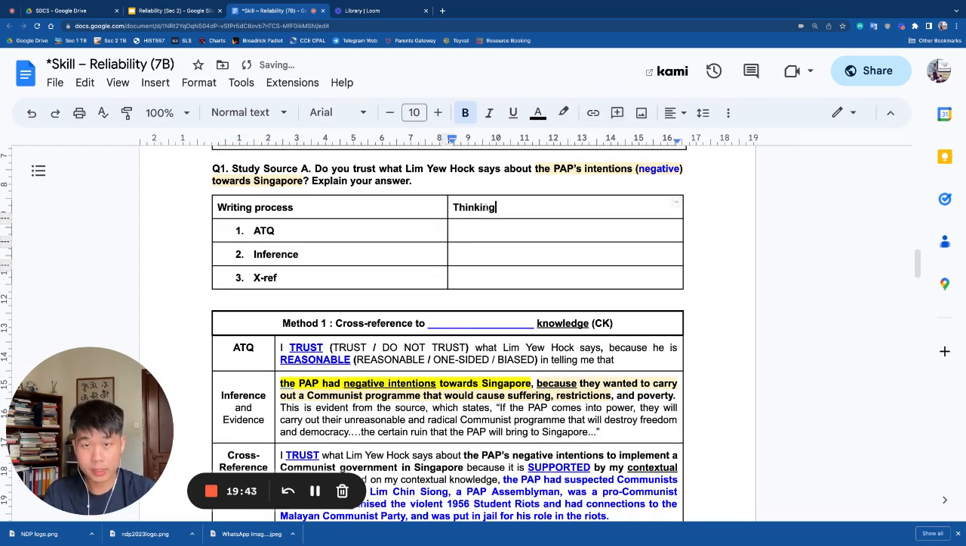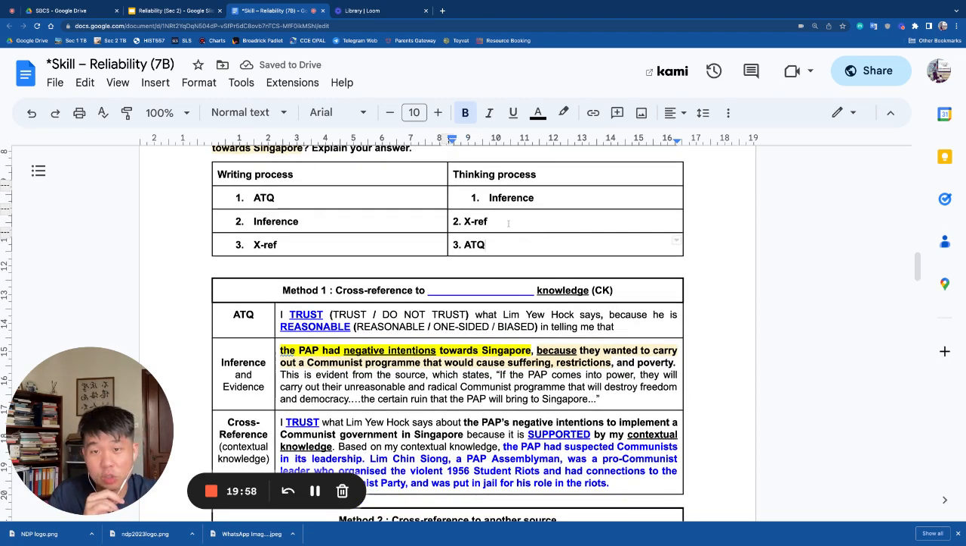But the thinking process, actually, first, you find out the inference of the source, then you figure out the cross-reference, and finally, you ATQ. Because you need to know whether or not your knowledge supports or contradicts the inference before you ATQ. So in other words, when you ATQ, you already should have a cross-reference in mind. Okay.